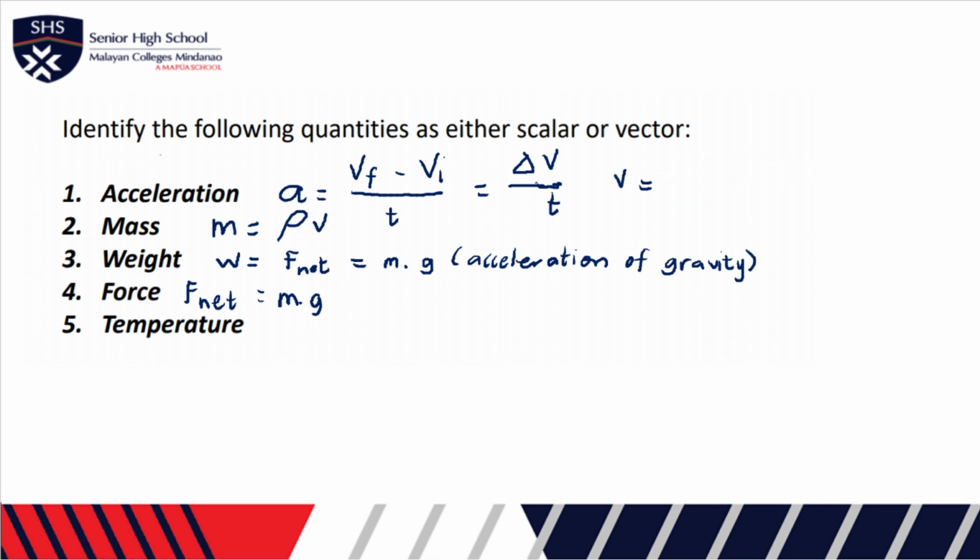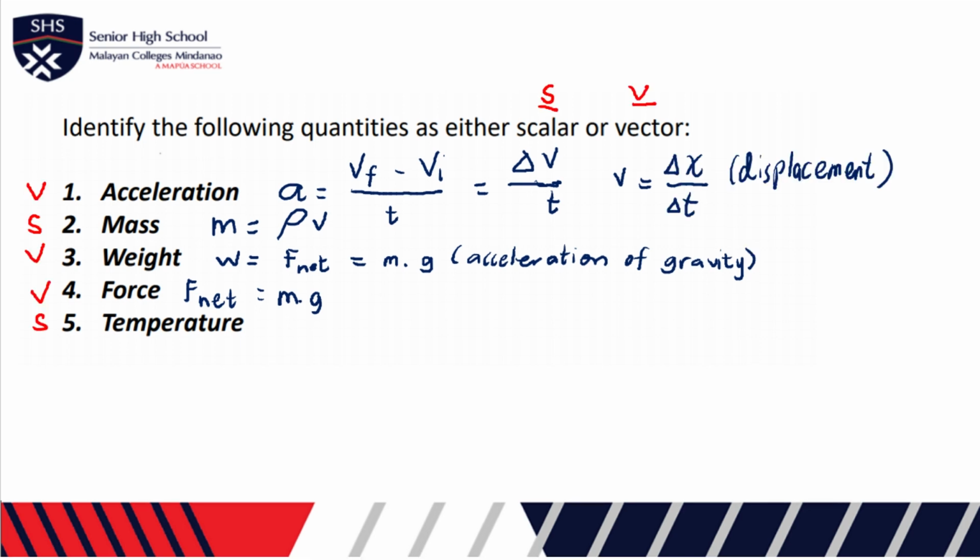The third one, weight. Weight can be expressed through the formula net force, which is also equal to mass multiplied by g, or the acceleration of gravity. Now, since gravity will pull a particular object along the y-axis, there is a particular direction, making weight a vector quantity.